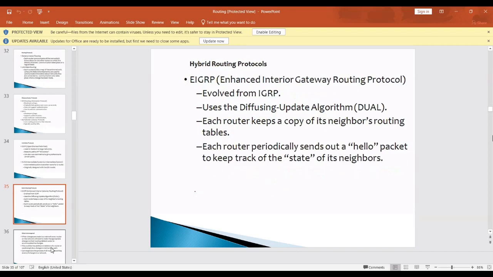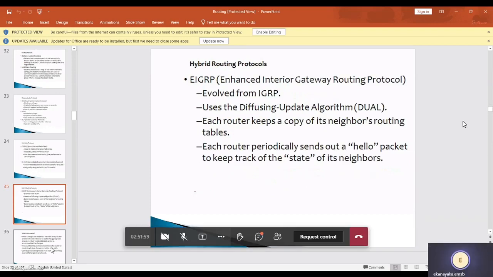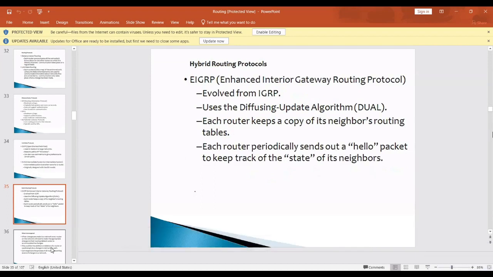And there are some hybrid protocols also. That means we can find the characteristics of distance vector routing protocols as well as link state routing protocols. Because of these common features of the two main dynamic routing protocols, it is known as a hybrid routing protocol.